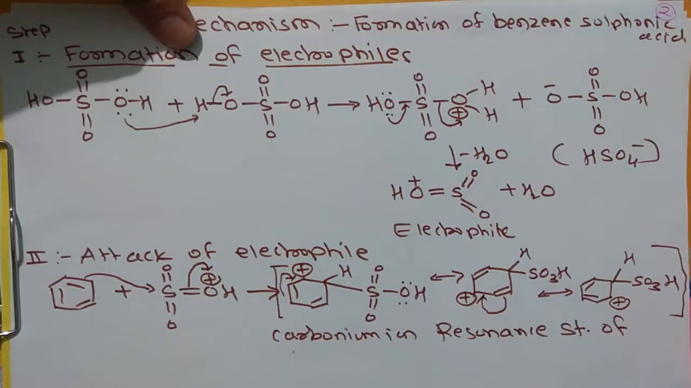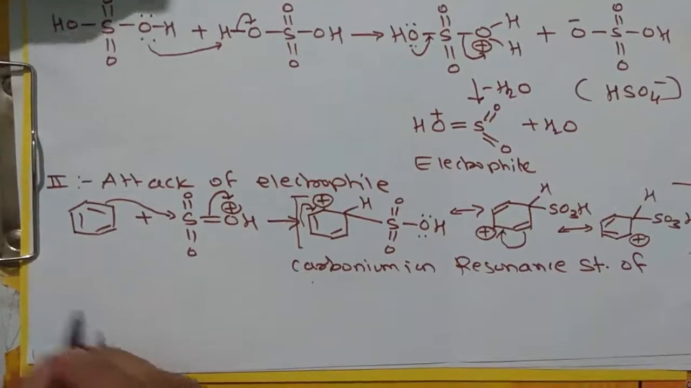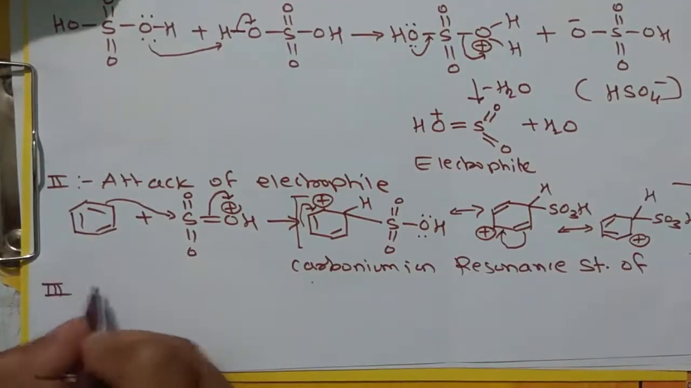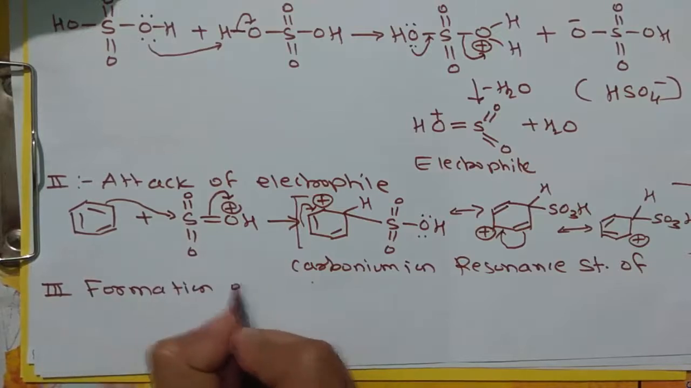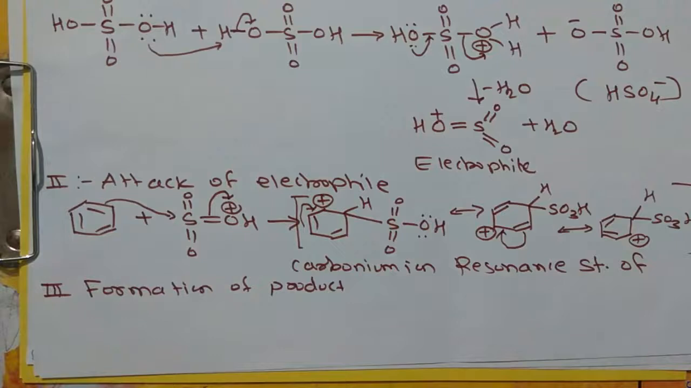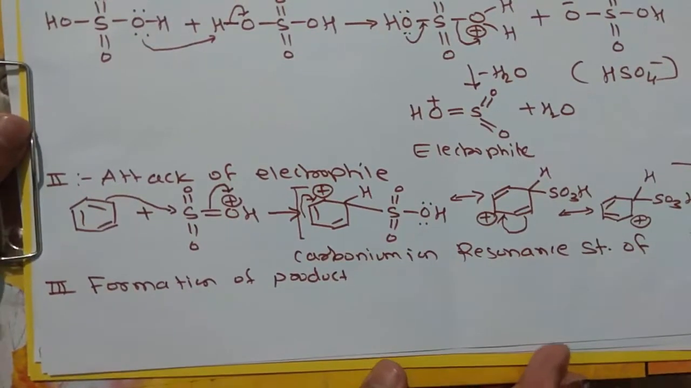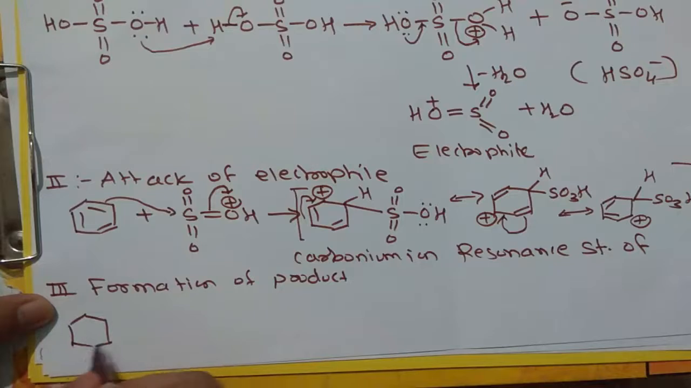Then what happens in the next step, in the last step? In the third step, there is the formation of the product. Here is our intermediate with H, and here SO3H carries the positive charge.